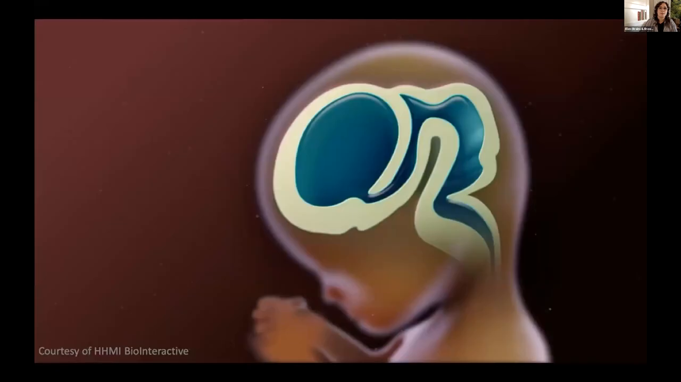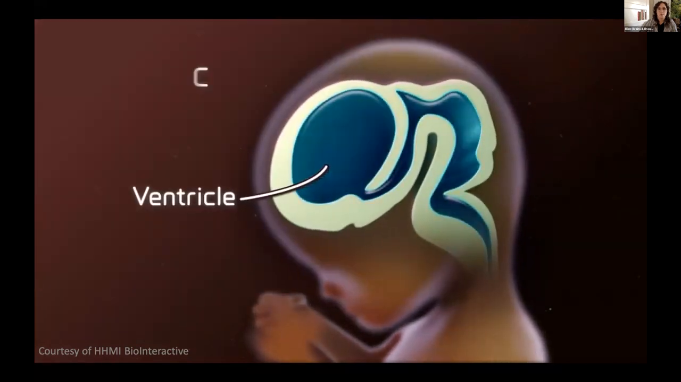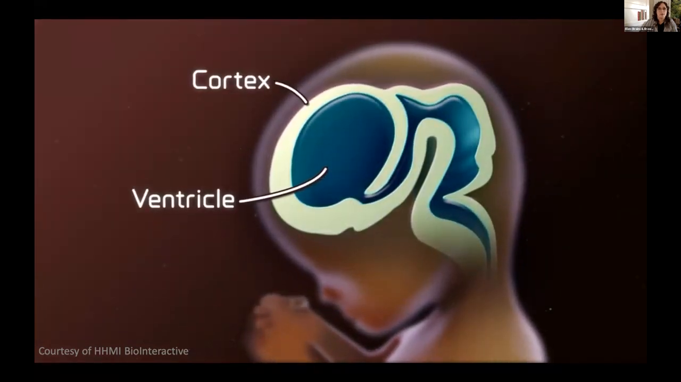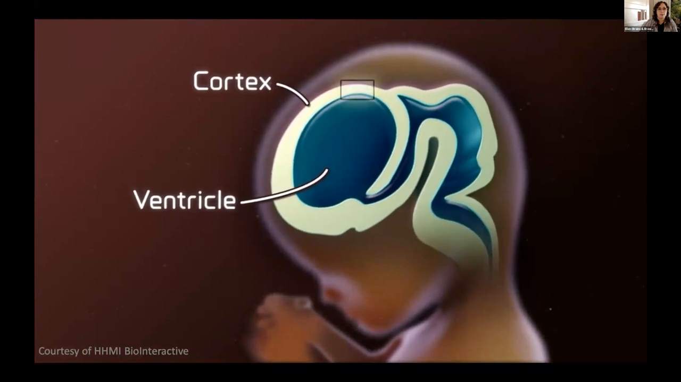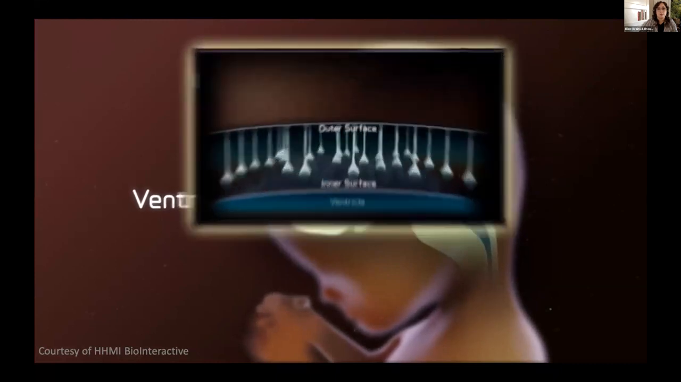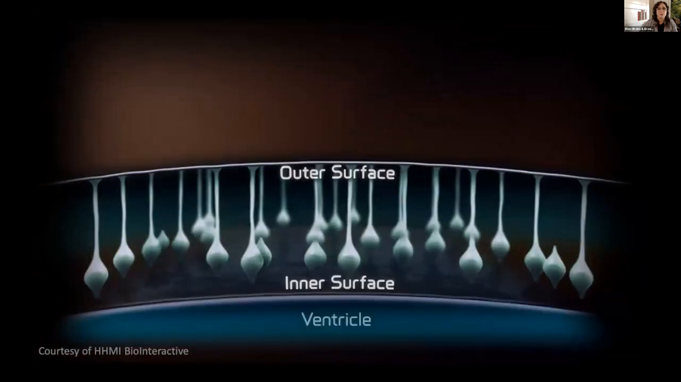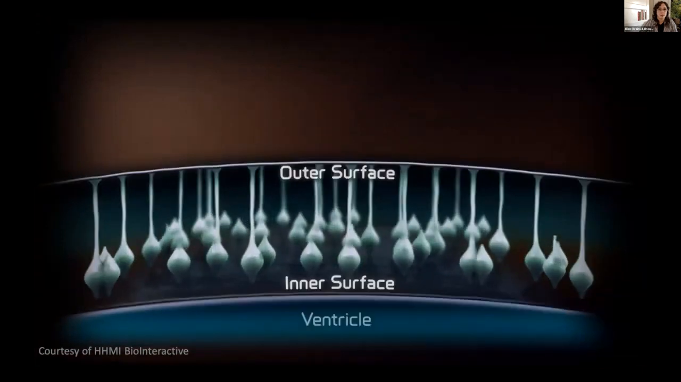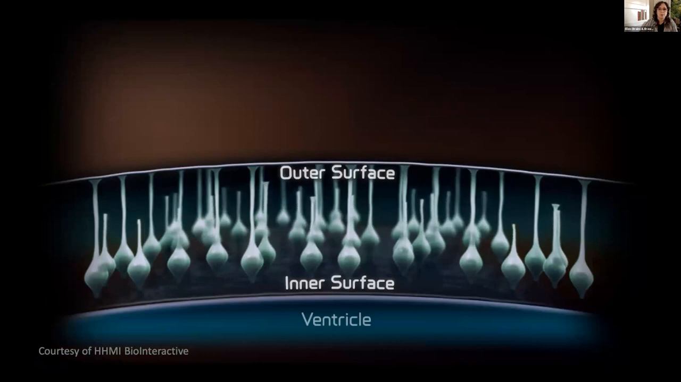So the way that this works during human brain development, the cellular dispersion of cells, if we look at the brain in cross-section as it's growing, we can see that we have the fluid-filled ventricle in the center of the brain, surrounded by the cerebral cortex. And now if we zoom into the cortex here, we can see the ventricular zone, or this inner surface closest to the ventricle, where neural stem cells are dividing and multiplying. Some of these cells grow along so-called radial processes that reach out to the outer surface of the developing brain.